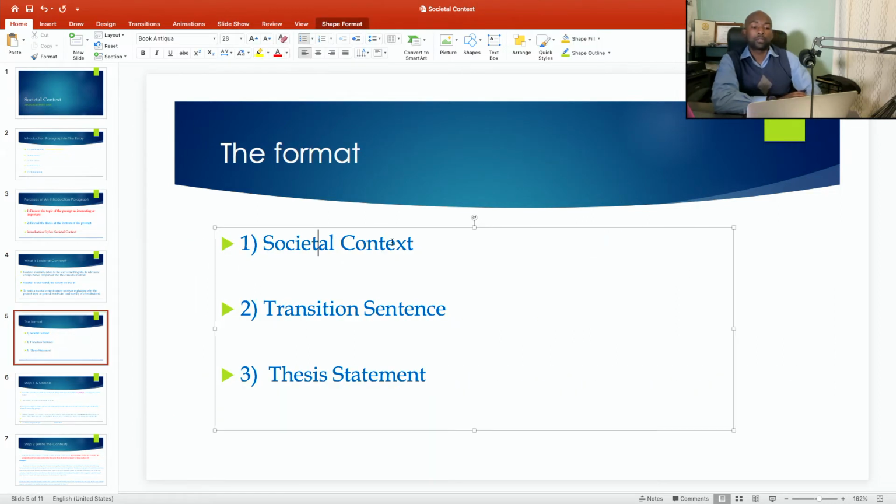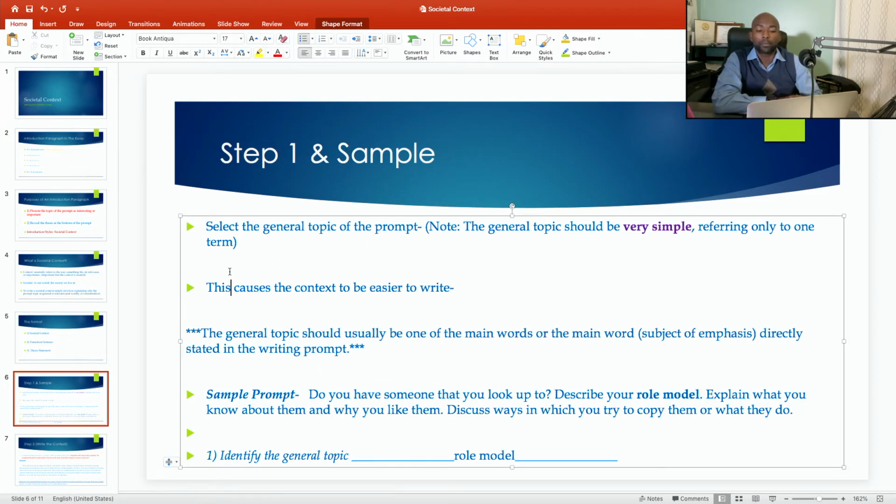So this is the format of the actual paragraph. Okay, so the paragraph order goes as follows. First is the context, which means the explanation of why the topic is important. Then the transition sentence, and then the thesis. Okay, so the transition sentence connects the context to the thesis. So those are the three pieces, three parts of the paragraph as a whole. So let's look at a sample. I think it always helps to look at it in action.